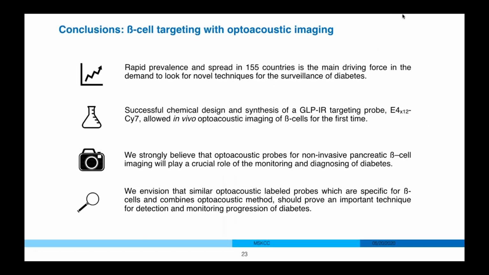So we have provided the first successful chemical design and synthesis of the glucagon-like peptide 1 receptor targeting probe, which allowed us to image, with optoacoustic imaging, beta cells in vivo. And this could be a platform for us to improve further our imaging technique with optoacoustic, and we envision that similar optoacoustic probes could be designed based on what we have started with.